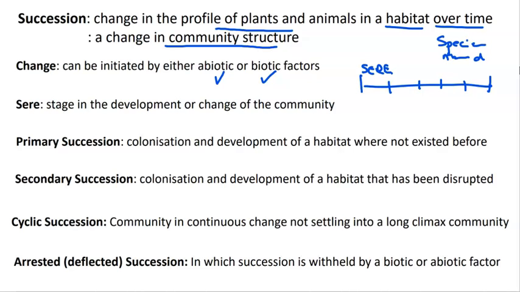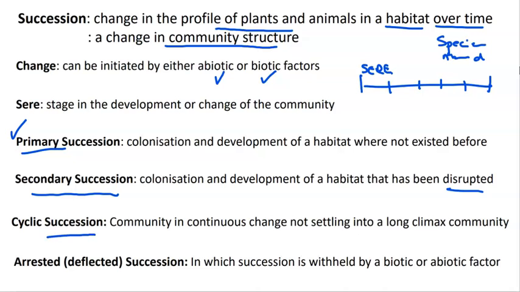In terms of the types of succession that you might observe, we have primary succession, where there's colonization and development of a habitat where none existed before, such as a volcanic island or the front of a glacier, a receding glacier. Secondary succession is the recolonization and development of a habitat that has been disrupted, such as when trees fall down in a forest to create a gap.